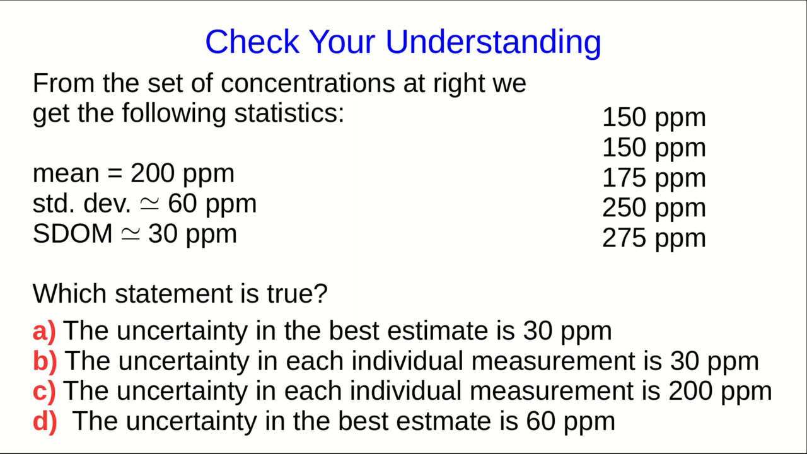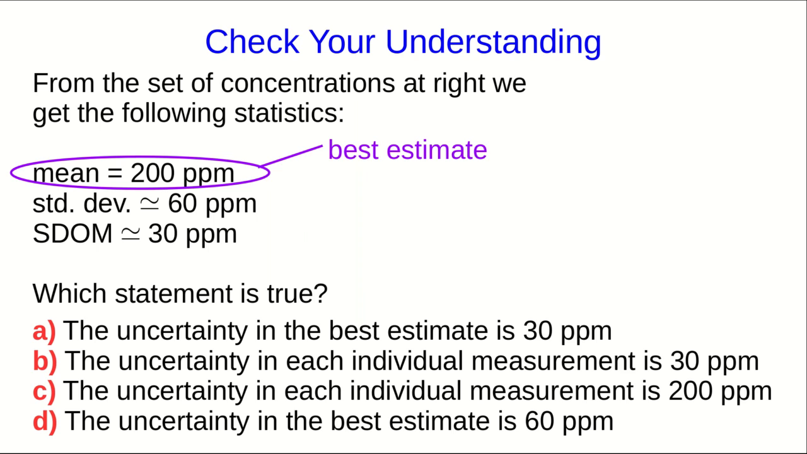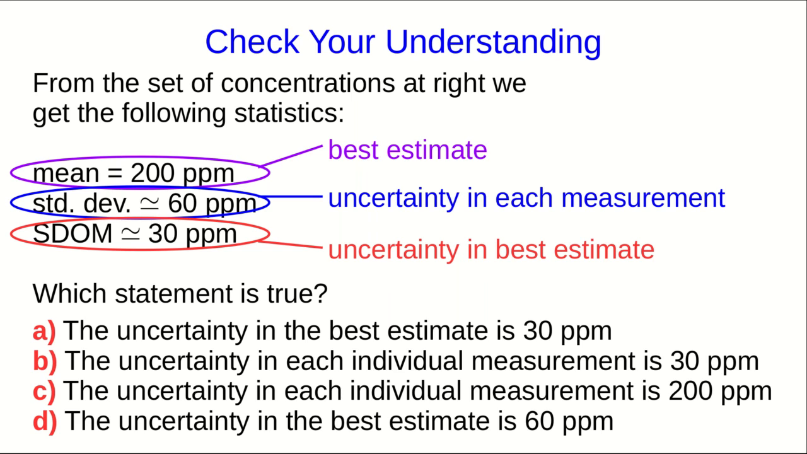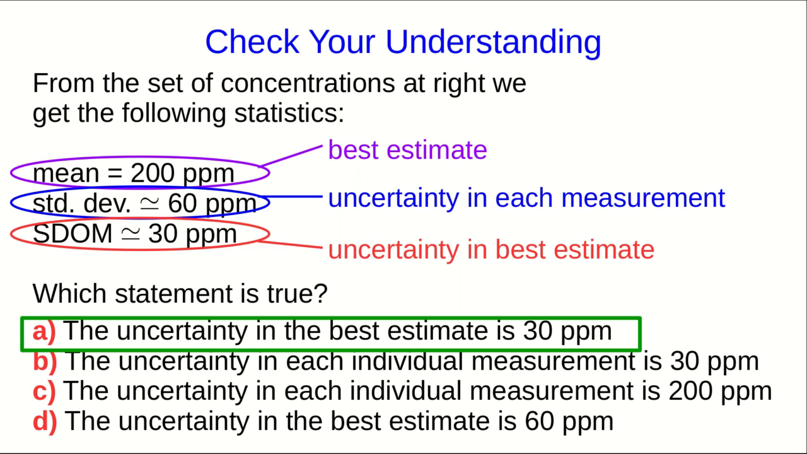Well, how did you do at this question? You really just needed to look back at the previous lectures and see that the interpretation of these quantities is that the mean is the best estimate, the standard deviation is our estimate of the uncertainty in each individual measurement, and the standard deviation of the mean is the uncertainty in the best estimate. And so the correct answer is A. The uncertainty in the best estimate is 30 parts per million.